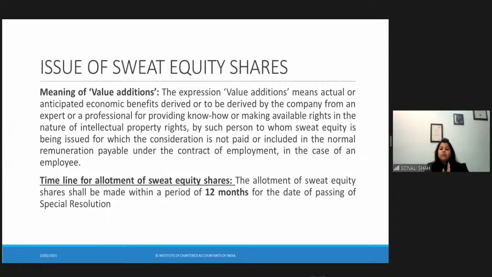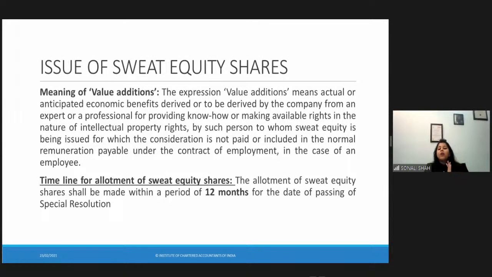So value addition means actual or anticipated economic benefits derived or to be derived by the company from an expert or a professional for providing know-how or making rights available in the nature of intellectual property by such person. So along with the remuneration that is payable under the contract of employment, he is also issued the sweat equity shares. Now, what is the timeline for allotment of sweat equity shares?